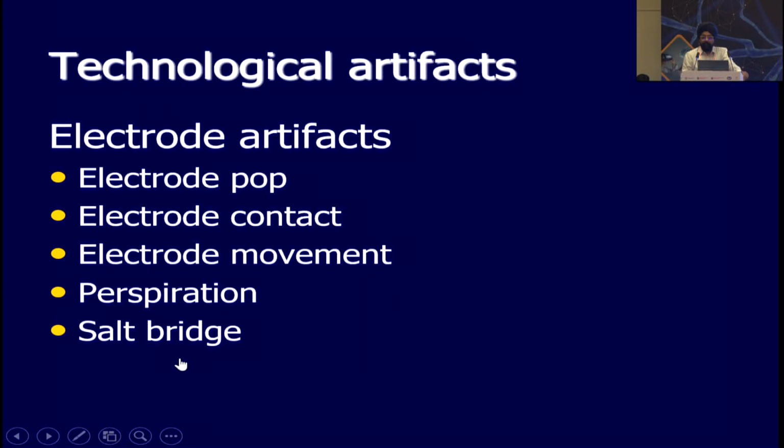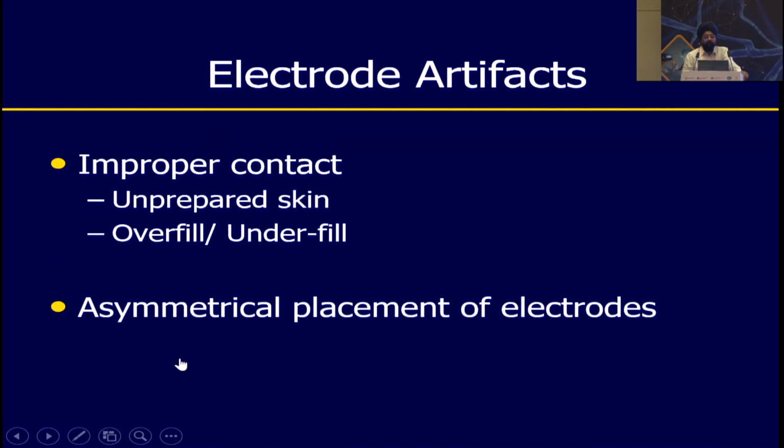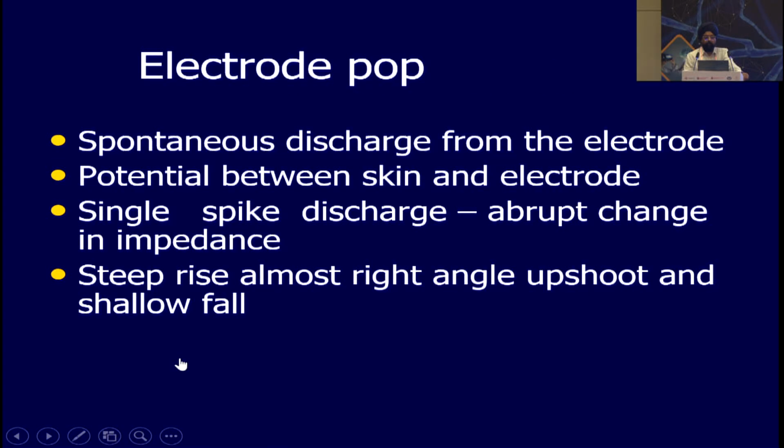Technological artifacts, that is electrode artifacts, include electrode pop, contact, electrode movement, perspiration, and salt bridge phenomena. Electrode artifacts are usually caused by improper contact along with unprepared skin, or an underfill or overfill of the electrode. You can also have asymmetrical placement of the electrodes, which can pick up electrode artifacts.